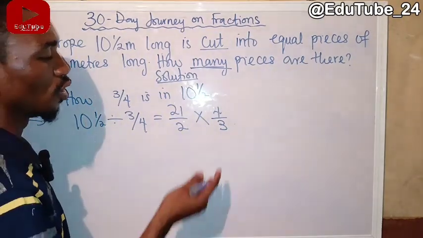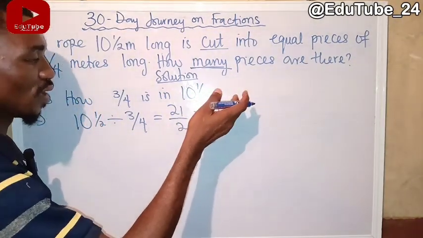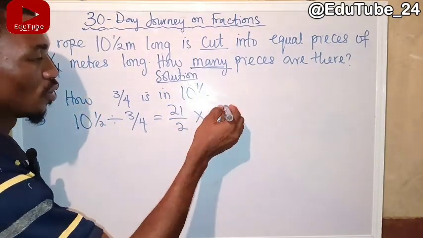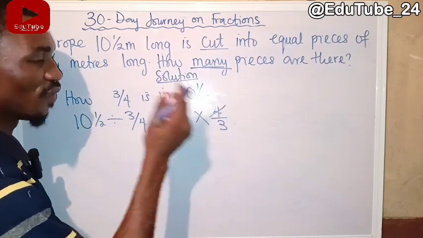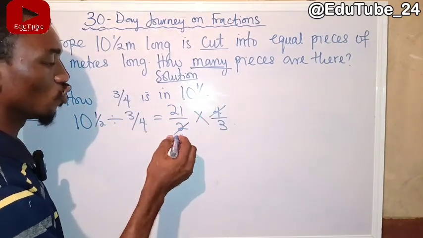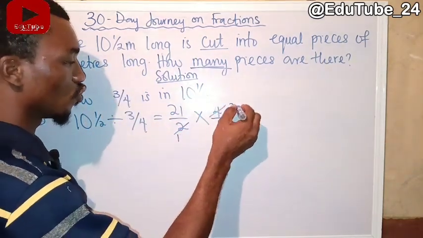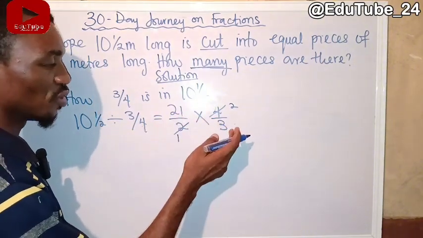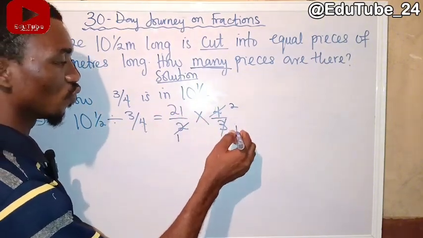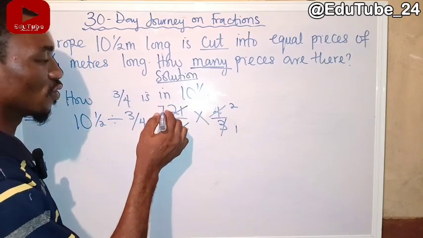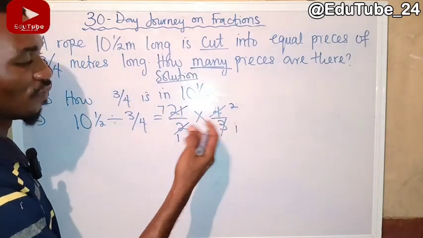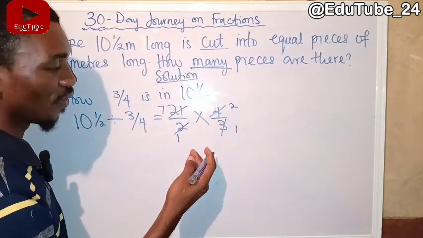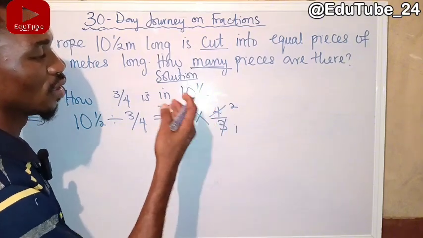Now we can operate on this fraction. How do we operate on it? We check what can divide across, that is across the numerator and denominator. 2 and 4 have a common factor, which is 2 itself. So 2 in 2 gives us 1, 2 in 4 gives us 2. 3 and 21 have a common factor as well, which is 3 itself. So 3 in 3 gives us 1, 3 in 21 gives us 7.